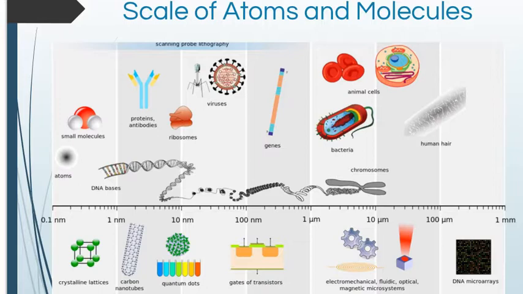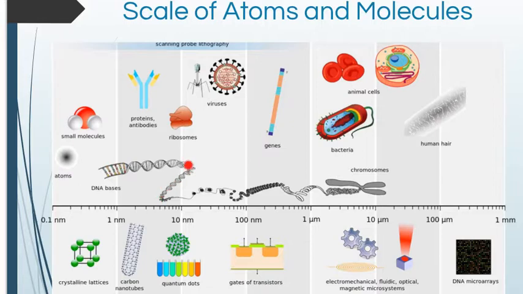Here's a great image showing the scale of atoms and molecules, and I'm going to start with what's visible to the human eye. So here's human hair, then a little bit smaller, that is bacteria and animal cells, and we're going to need a microscope to be able to see these. Chromosomes, where genetic material or information is collected. Genes, which is like this tiny part of a chromosome. As we start to get smaller, there's viruses, ribosomes, and proteins. Those are both types of proteins. Ribosomes is an organelle.